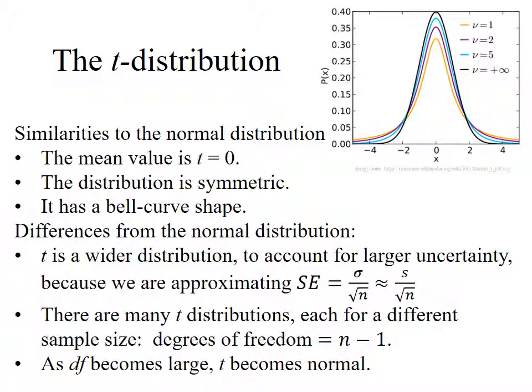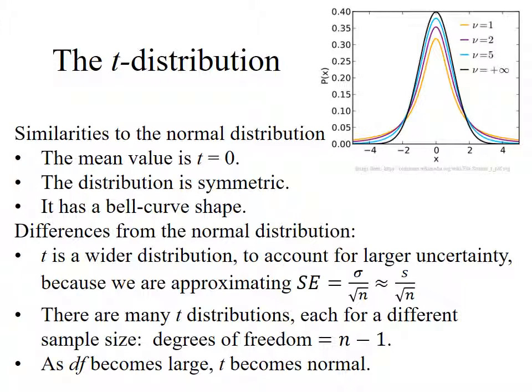I'm making this approximation that my sample standard deviation is a lot like the population standard deviation, and so I have to account for that larger uncertainty. And so it has thicker tails going out to the sides, and the peak in the middle isn't quite as tall. The other thing is, this depends on my sample size.